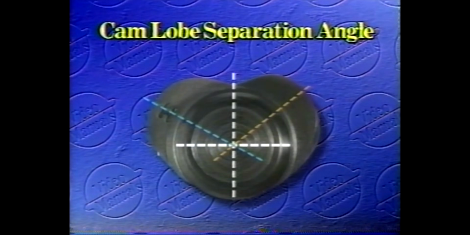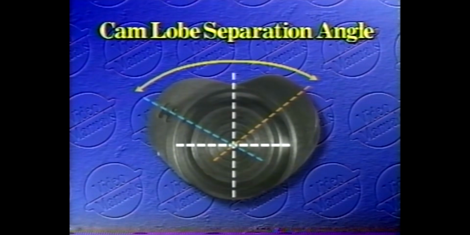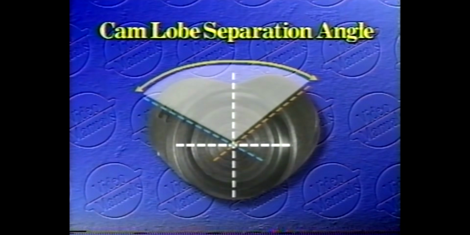We refer to the angular separation between our intake lobe and exhaust lobe center lines for the same cylinder as the lobe separation angle, or LSA. This angle, also known as the lobe displacement angle, is measured in camshaft degrees only. We cannot adjust or change the LSA as it is ground into the cam by its manufacturer and can only be changed by regrinding the cam.